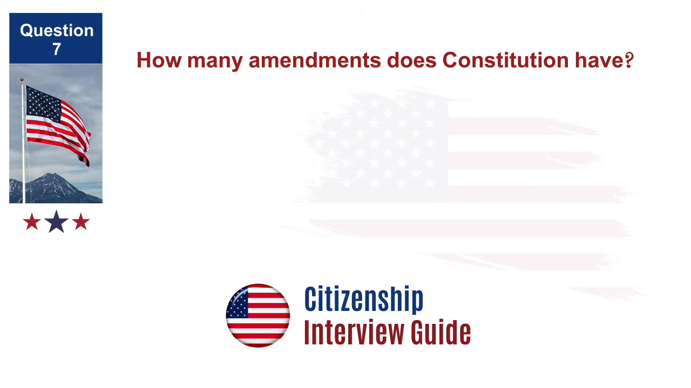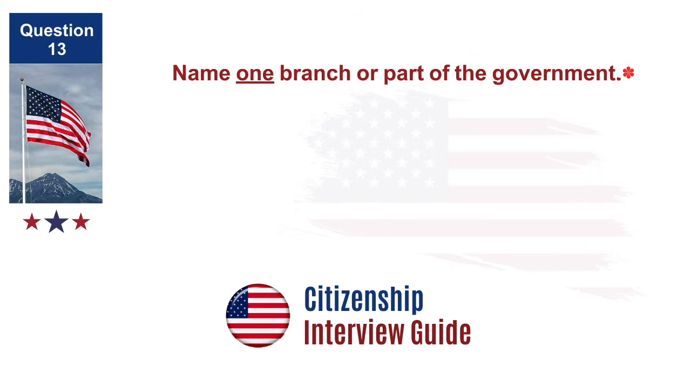How many amendments does the Constitution have? 27. Name 1 branch or part of the government. Congress.